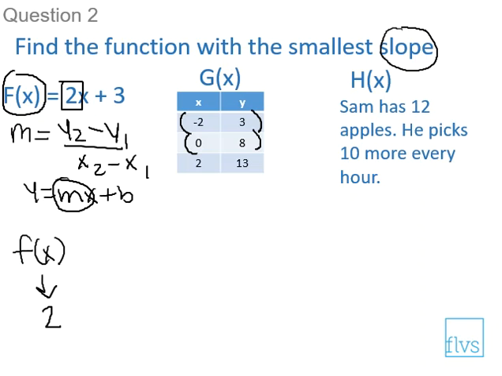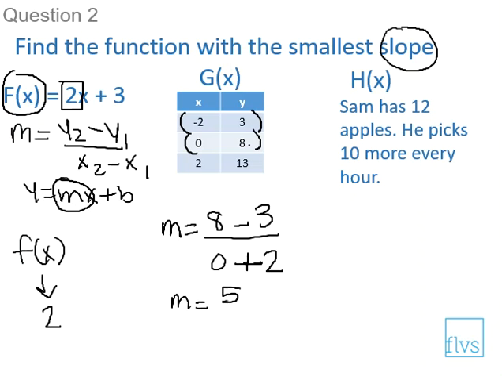So y2 would be 8 minus y1, which would be 3, over 0 minus negative 2. Again, that's plus. 8 minus 3 is 5. 0 plus 2 is 2, so we get 5 halves.